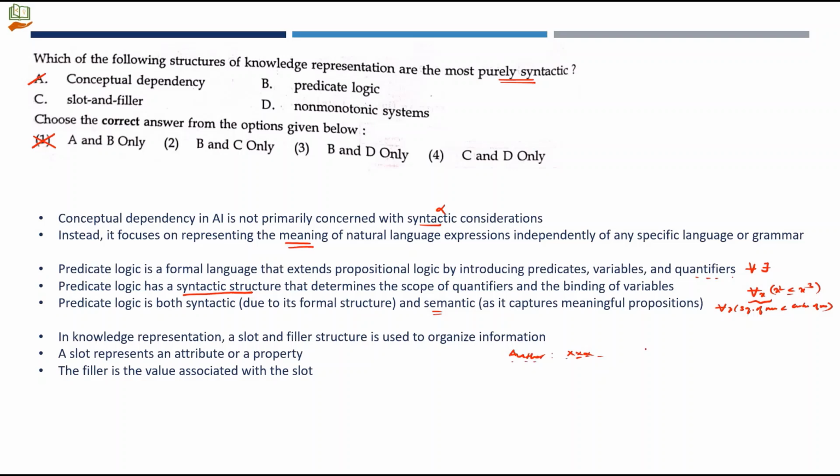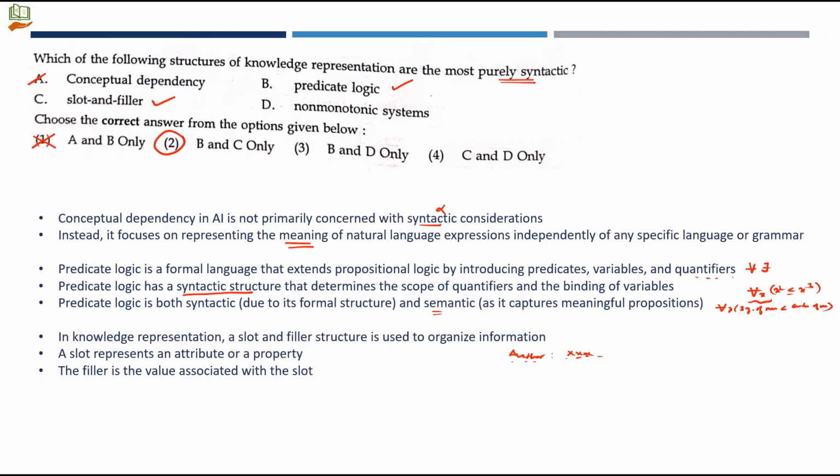It is in the form of key value pair. So it's a pair, one is identifying the attribute and the other is identifying the value of the attribute. It is a syntactic structure. So predicate logic is syntactic and slot and filler is syntactic. Since there are only two options available in the choose the correct answer, we can go with option number 2, B and C only as the right answer.